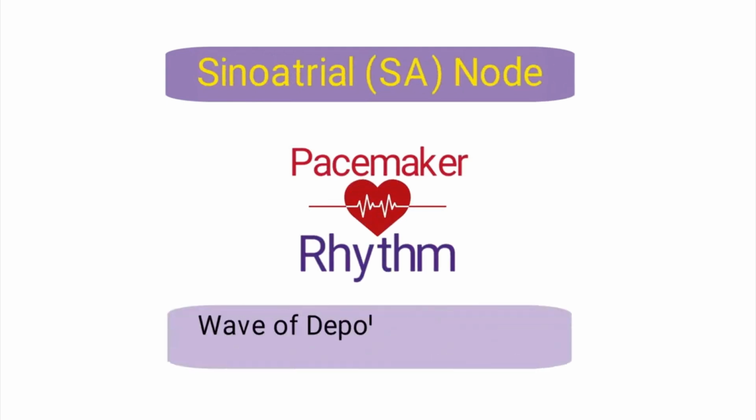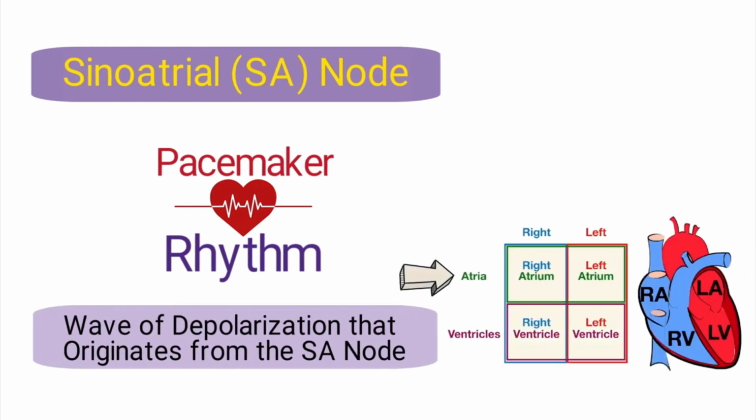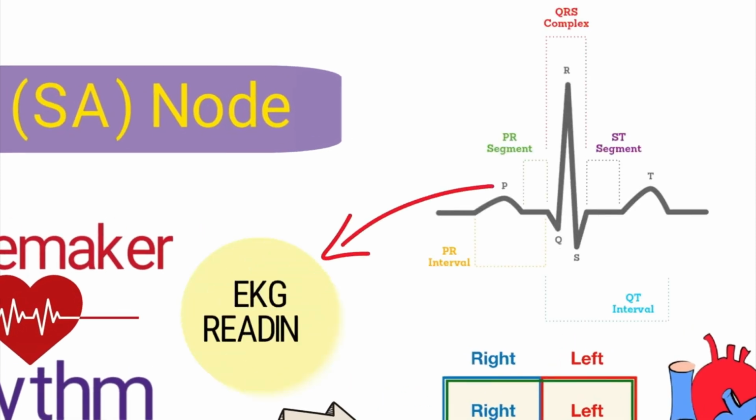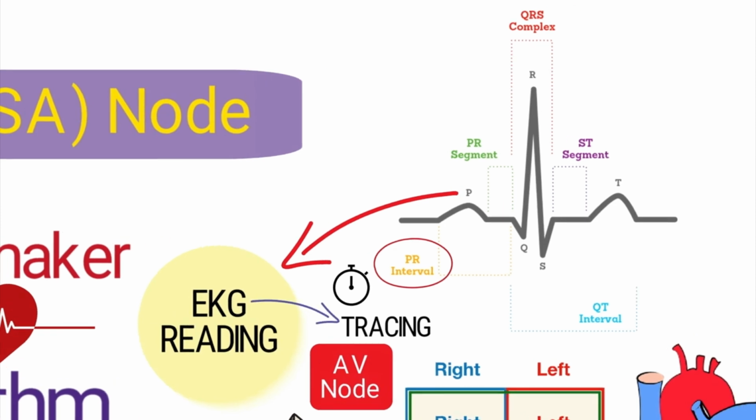The wave of depolarization that originates from the SA node is responsible for causing the atria to contract. This is known as a P wave on an EKG reading. The impulse is then received by the AV node, which causes a short delay. This delay is interpreted as a PR interval on an EKG tracing.